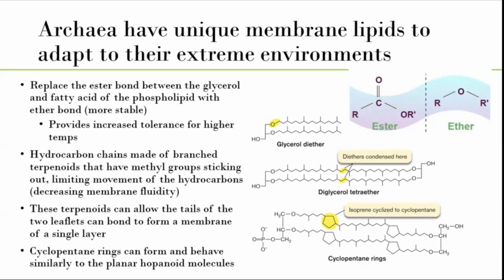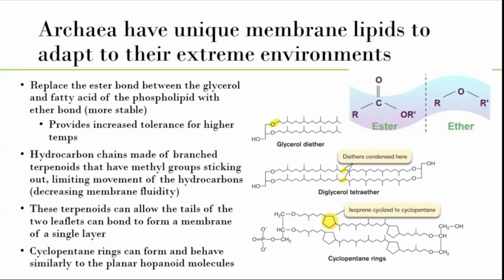Then they can make these things called terpenoids, which are these branched chains of hydrocarbons that have methyl groups sticking out of them. And those methyl groups help to limit the movement of the hydrocarbons. It kind of makes it more stiff and less fluid. So more stiffness means better heat tolerance.